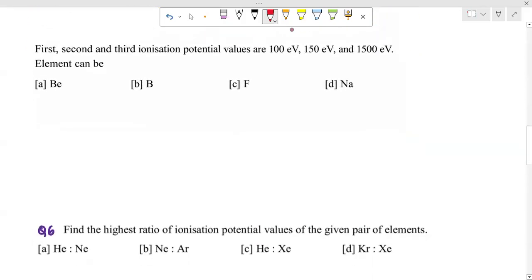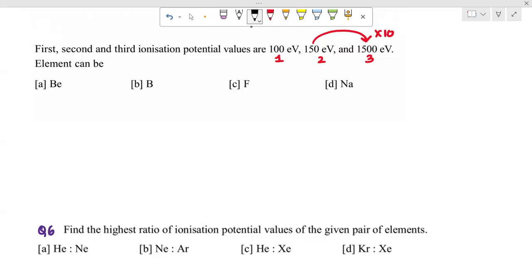Similar question. First, second, and third ionization potential values of an element are 100, 150, and 1500. This is for the first electron, second electron, and third electron. So from 1 to 2, it's very easy. For the first electron, only 100. For the second electron, only 150. For the third electron, it is 1500. There is a huge jump, 10 times. 10 times energy is required to remove the third one. So after the removal of 2, it might be attaining noble gas configuration.